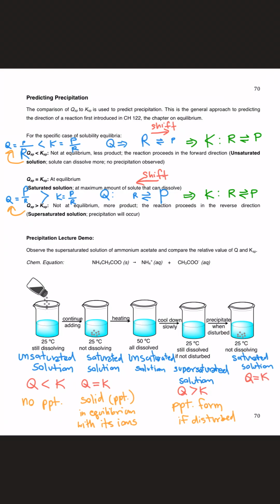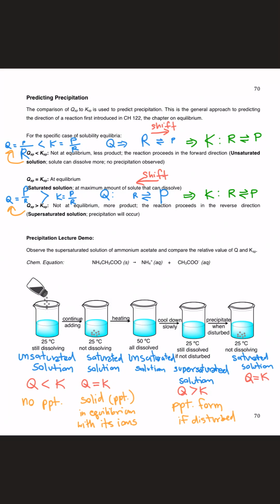In summary, to predict the precipitation, you will need to compare the Q and the K value. If Q is less than K, which means that you can add more solute into the solvent, the solution is unsaturated and is not at equilibrium yet. If Q equals K, this is already at equilibrium. The solution is called a saturated solution.